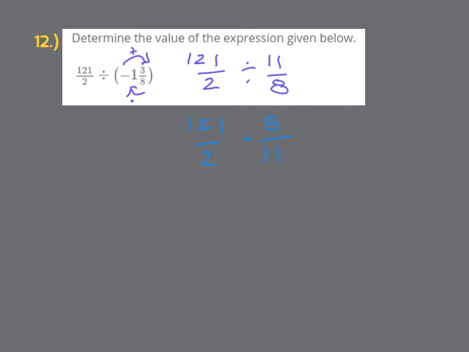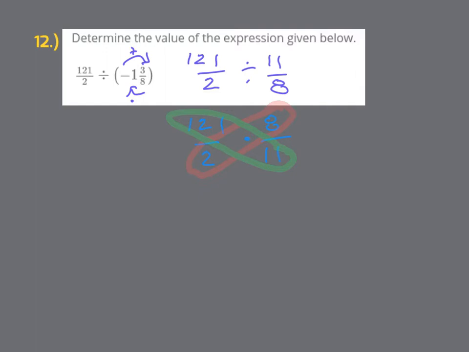Well, hopefully you did one of two things. You either noticed that the 2 and the 8 share a gazinta, and the 121 and the 11 share a gazinta. You can do one or both of these at this point. You also can do none of these. You can multiply 121 times 8 and 2 times 11, and then look for the gazintas, and you will still get a correct number if you do all of your computations correctly.